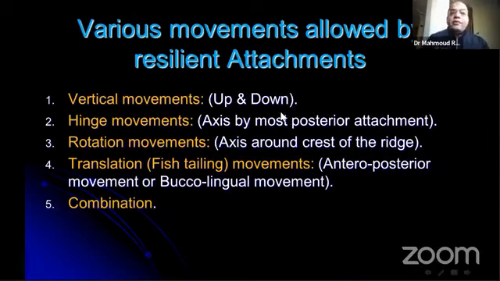So we must know the movement allowed by resilient attachment, and this will be very beneficial in attachment selection. It may give only a vertical movement, up and down, hinge movement. This is achieved by most posterior attachments. Rotate about this fulcrum line. Rotational movements occur around the crest of the ridge. Translation or fishtail movement, anteroposterior movement or buccolingual movement, and the last type is a combination of 2 or 3 types of the previous types we mentioned.